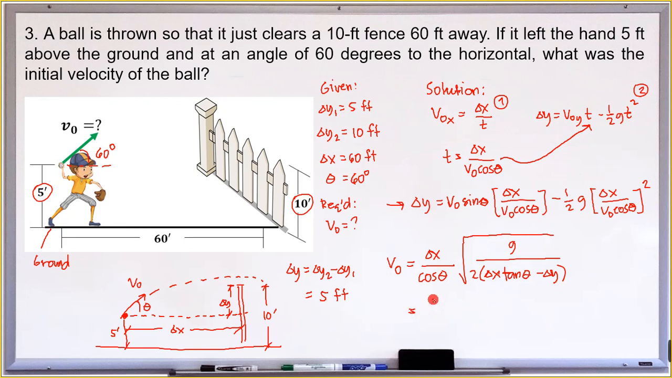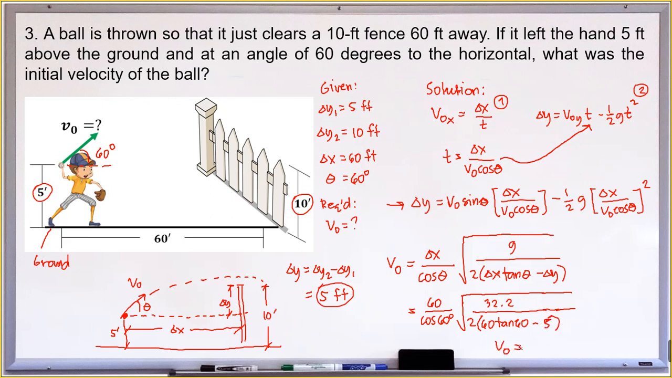Okay, so plug in the values. Our delta x here is 60 feet, so 60 all over cosine theta, theta is 60 degrees, the square root. The acceleration due to gravity value that we're going to use is the English one, because the givens are in feet and seconds. So use 32.2 divided by 2 times the delta x, which is 60, so 60 tangent of theta, still 60, minus delta y. Since its direction is upward, its position is above the initial position, so it is positive, so minus positive delta y. Our delta y is 5 feet, so minus 5.